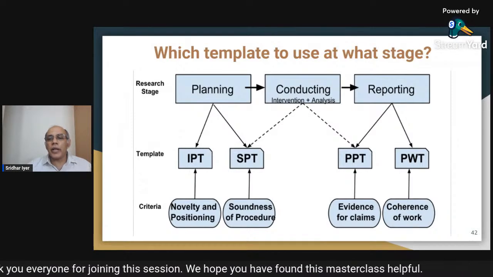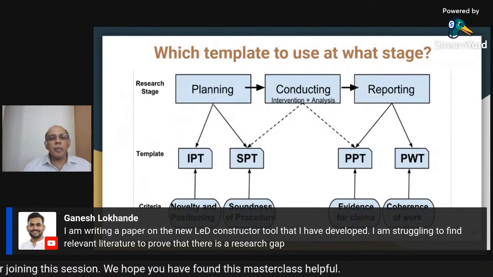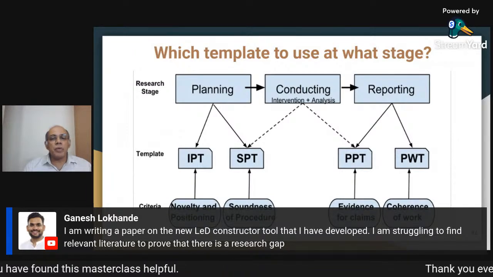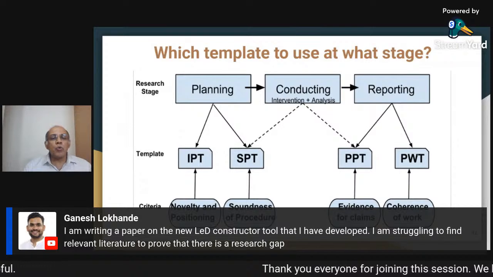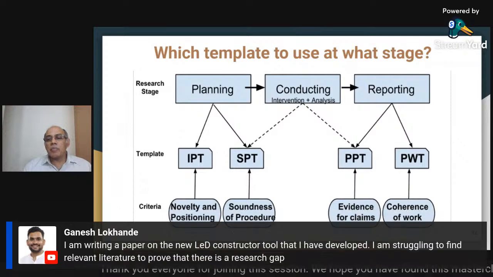Okay, I see a point. Okay, so somebody is saying I'm writing a paper on the new LED constructor tool that you have developed. I am struggling to find relevant literature to prove that there is a research gap. Okay, so now that is something.